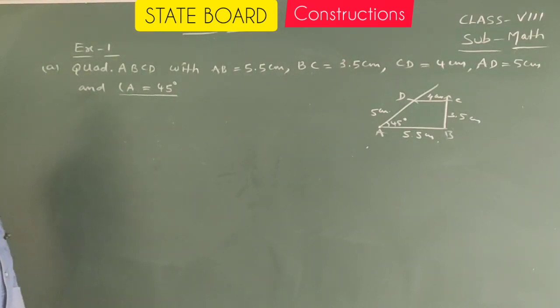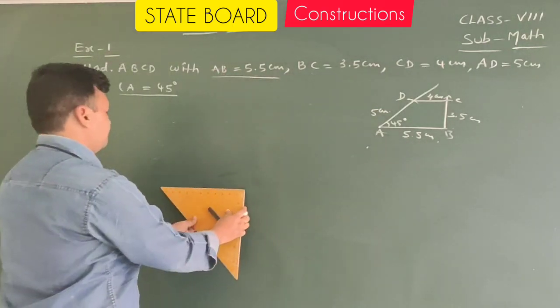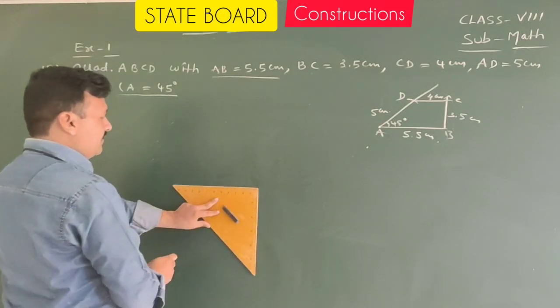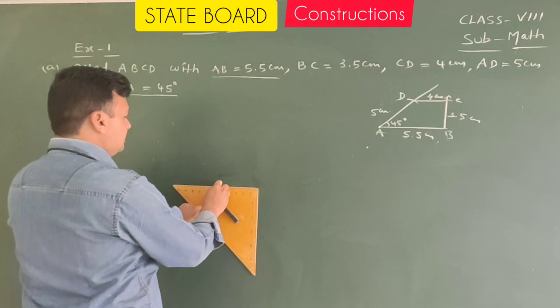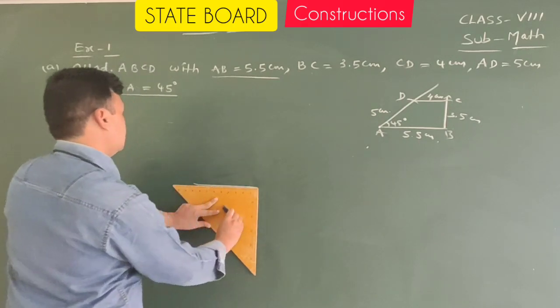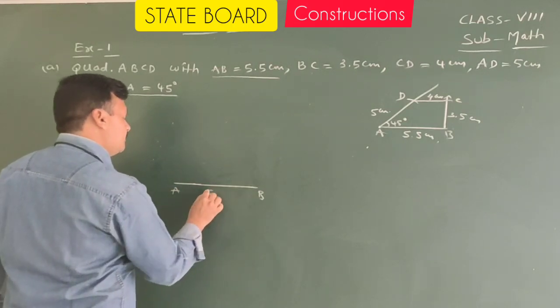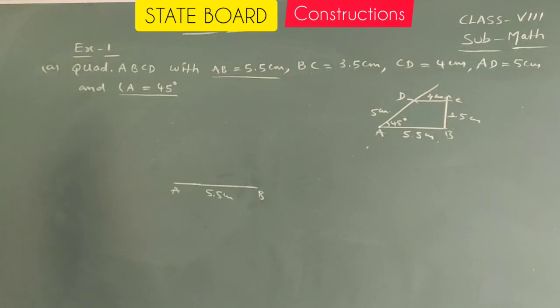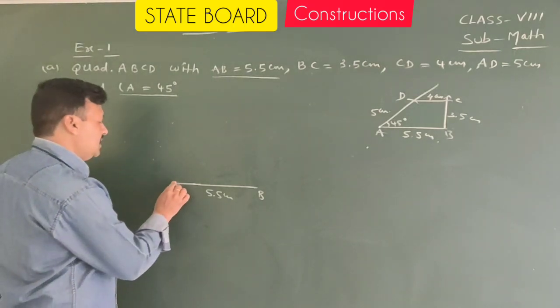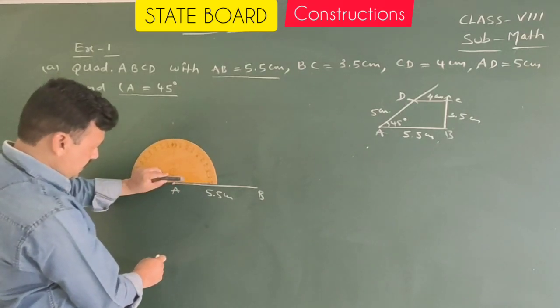First of all, you need to draw AB 5.5 centimeters here. Actually, a very small diagram will come, that's why I'll take it somewhat big. For example, draw AB 5.5 centimeters. Next, with center A, construct angle 45 degrees.